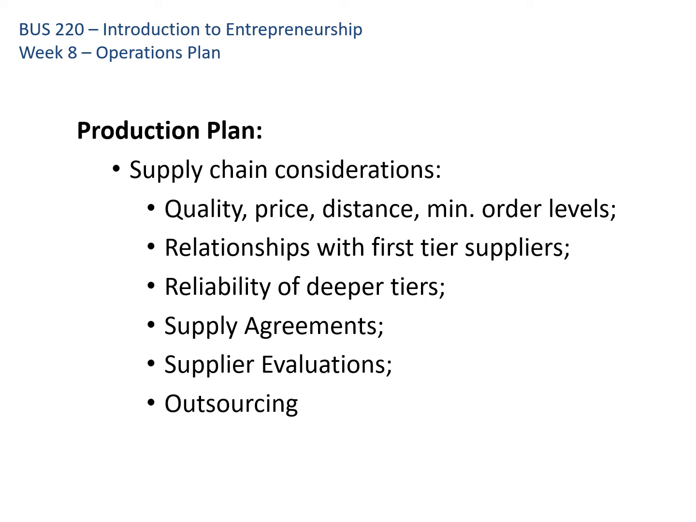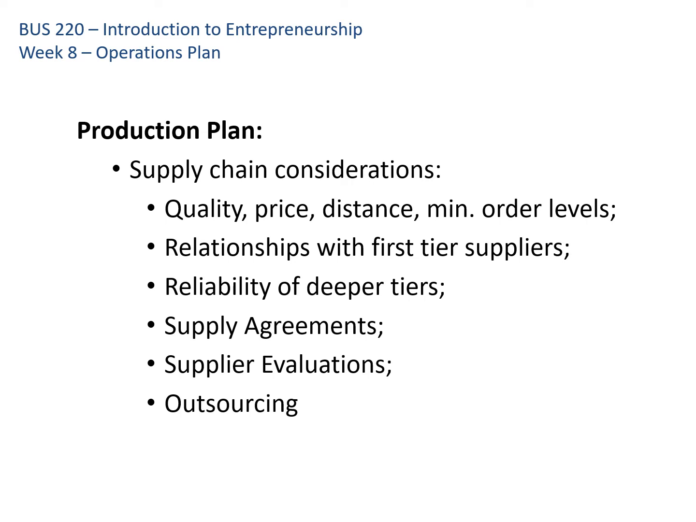So the relationships that you have with your first tier suppliers, those are the companies you buy directly from. And then the lower tiers would be the people that they buy from, right? So there's multiple tiers in a supply chain. So it's important that you have close relationships with those first tier suppliers.